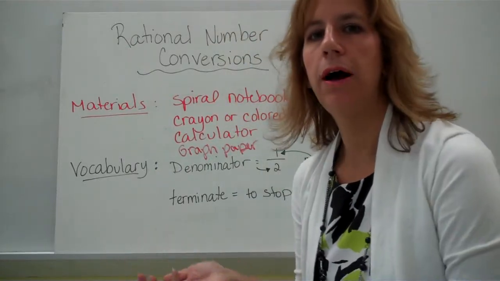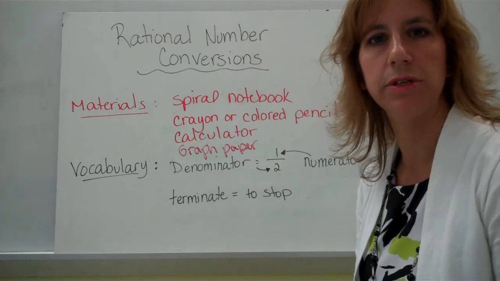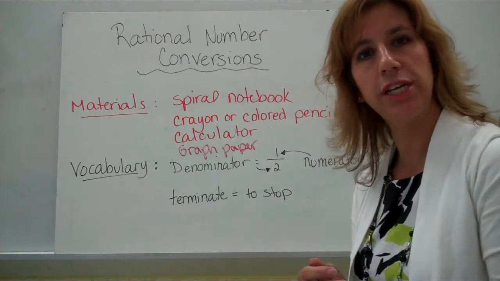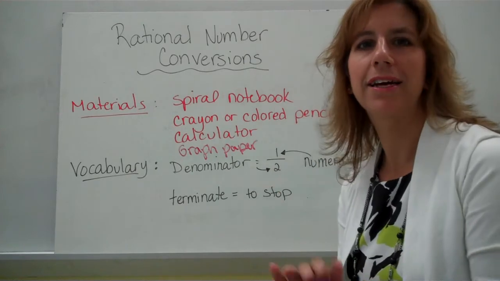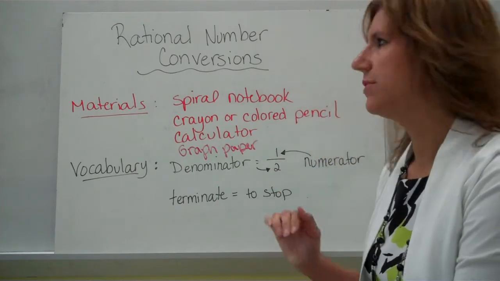Okay, today's video is all about rational number conversions. Now remember, rational numbers are fractions and decimals. And we're going to be talking today about how to change a fraction to a decimal and then back again. This is something you've done before, so it should be a review. But let's go ahead and give it a whirl.